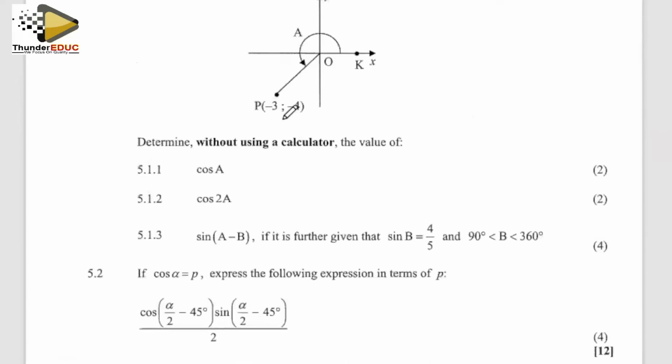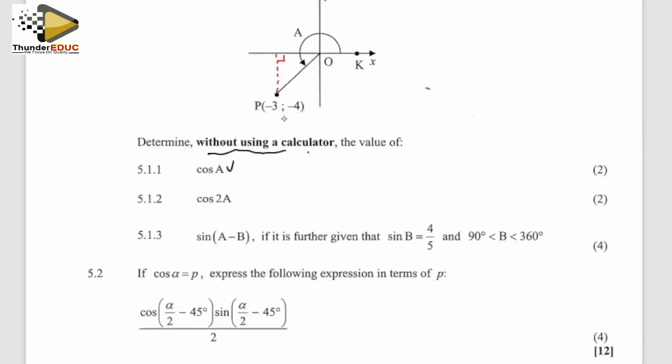Question number 5, which is trig. They are telling us that in the diagram, there's a line OP, which is given with P being -3 and -4. Then KOP is A. Without using a calculator, it's in bold, you must find the value of cos A. So step number 1, complete this triangle. Okay, let's use red. Let's complete it.